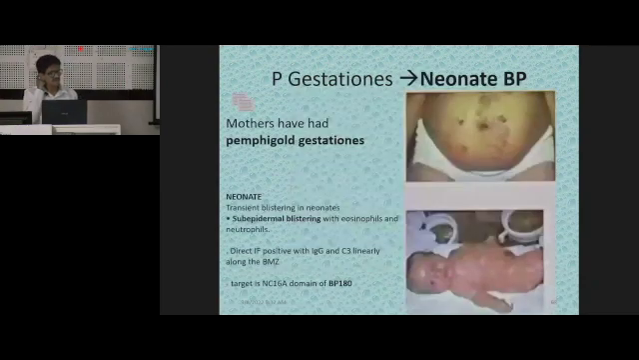Now this condition is pemphigus gestationis, and that in the mother has caused neonatal bullous pemphigoid. By passage of, this is vertical transmission of immunological disease. So just as in Rh incompatibility we have transmission, a similar mechanism is responsible.